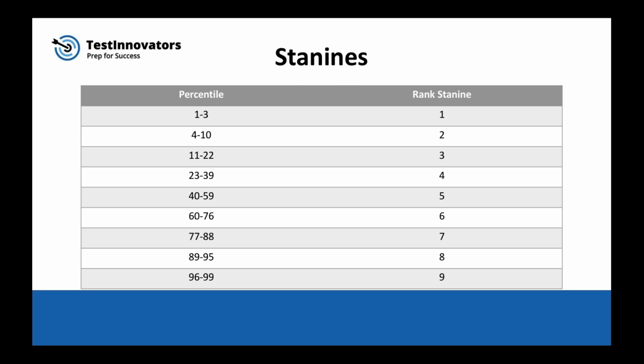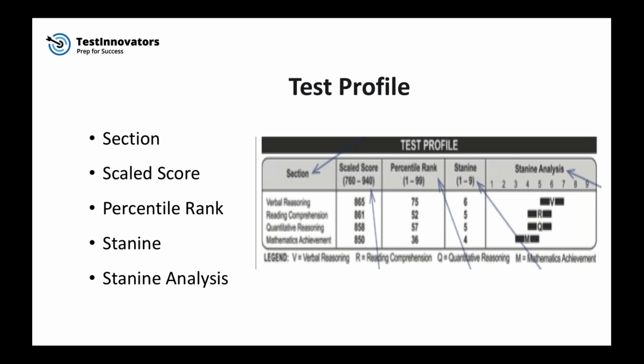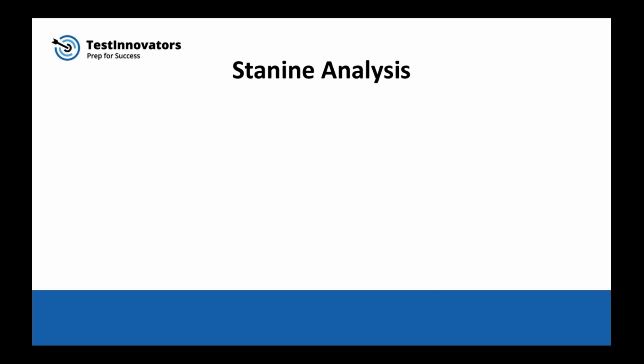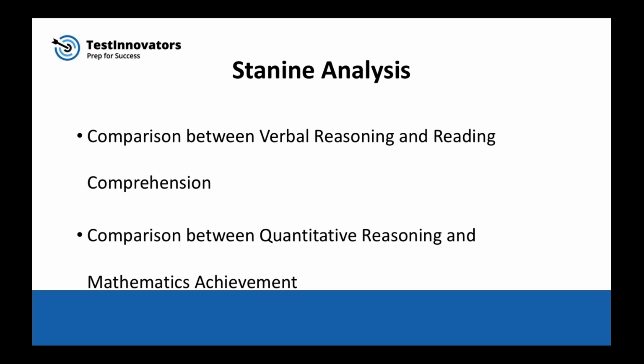All right, then let me show you our last thing to look at for test profile, which is the Stanine analysis. Stanine analysis shows you comparisons between the verbal reasoning and the reading comprehension, and also comparison between the mathematics achievement and the quantitative reasoning. So basically, the verbal reasoning and the quantitative reasoning sections are sometimes termed ability tests. The reading comprehension and math achievement are achievement tests.